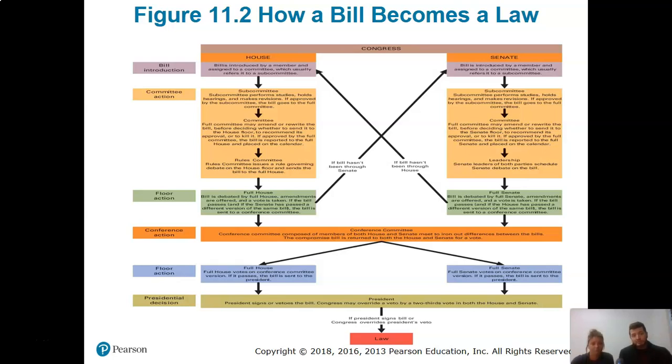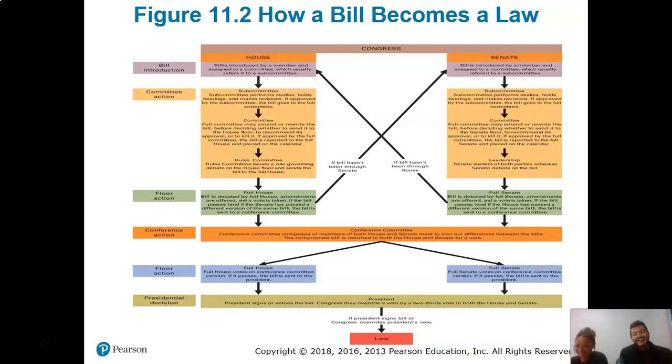After the leadership determines what's going to happen, the bill goes to the full Senate. They do the exact same thing: they debate, they amend, they vote. If there are any differences between the same bill that both houses passed, it goes to the conference committee, like we talked about in the last video. They iron out the differences and send it back to the House and Senate for a final vote.